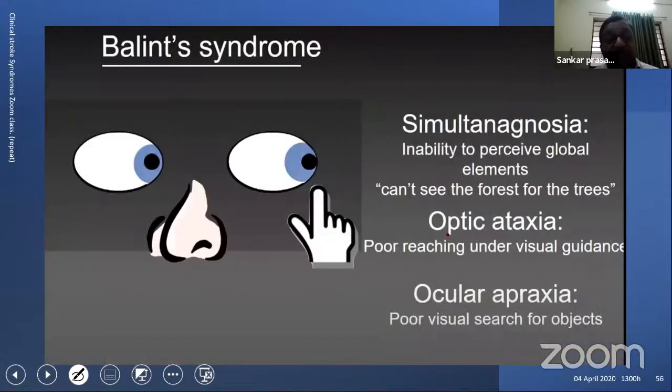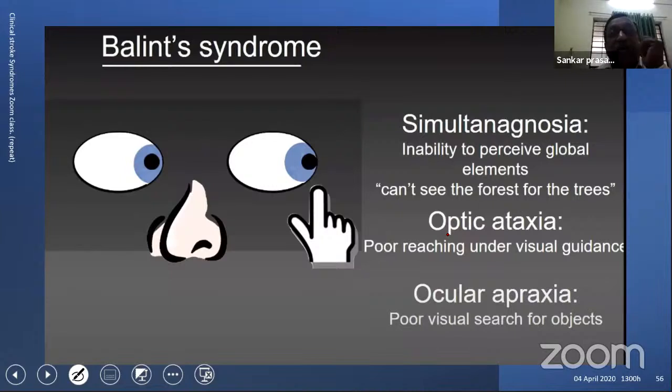So one of the important things which we are going to now learn is simultanagnosia, or inability to perceive global elements. As I said, your visual field is right and left, and if you're looking in front, you should see everything and absorb all the things which you are seeing. You should not miss anything. But if there is a problem in the parietal lobe, especially the bilateral parietal lobe, you will not be able to see the whole thing, but only a focused part. You can see a tree but not the forest. That means you can't see the forest for the trees.